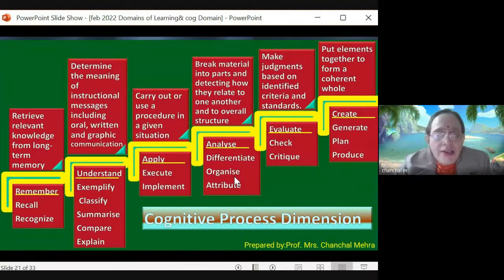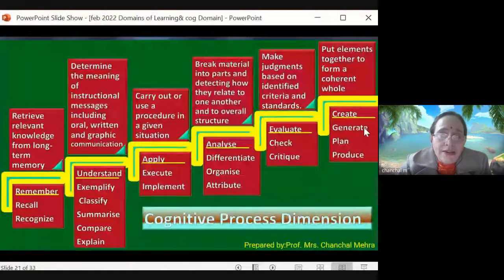But the highest level of learning is to create something new, that is putting the elements together to form a coherent whole, where something new can be developed by the student himself, where he can generate something new, where he can design something new, where he can come out with a new plan, or he produces something new. So these are the six levels, where the highest level is create.